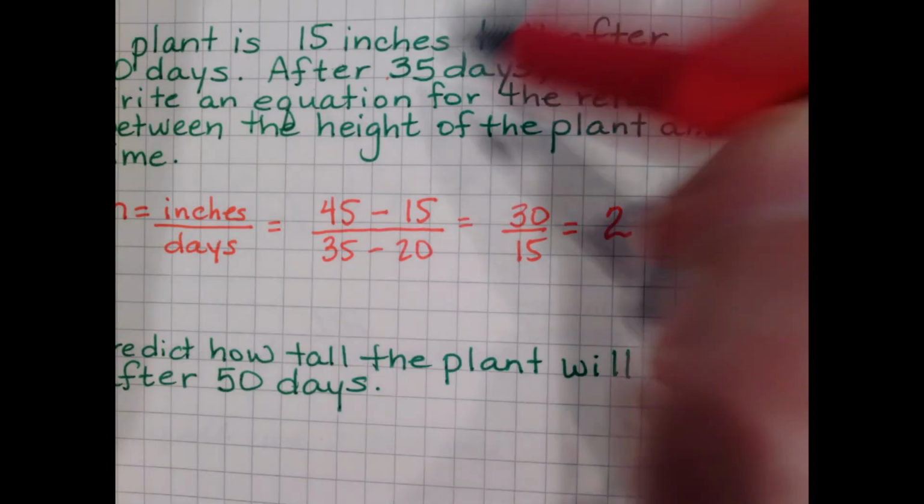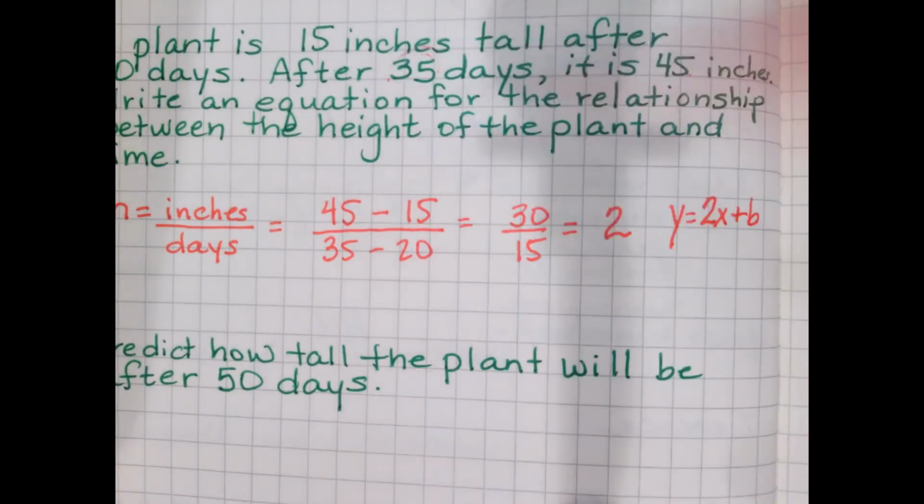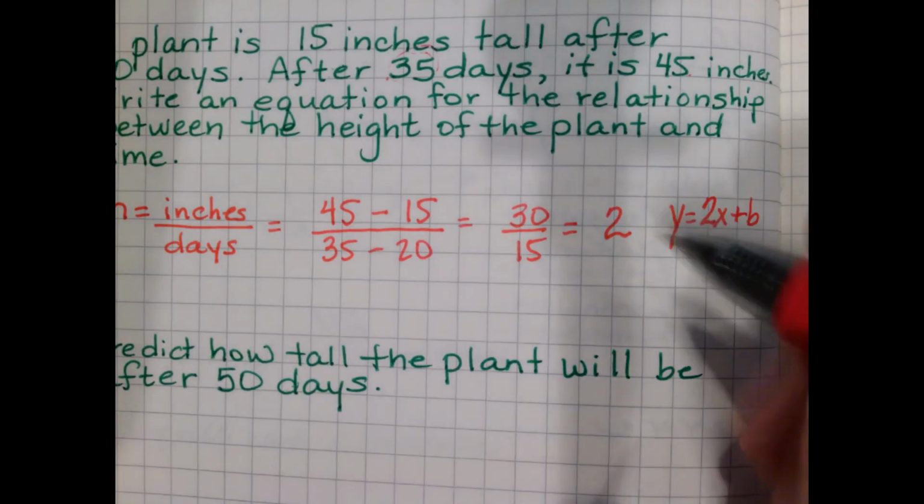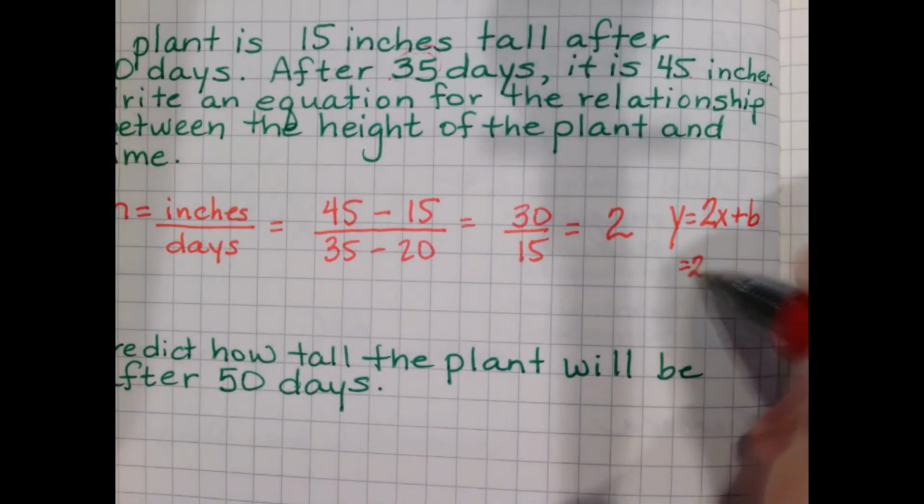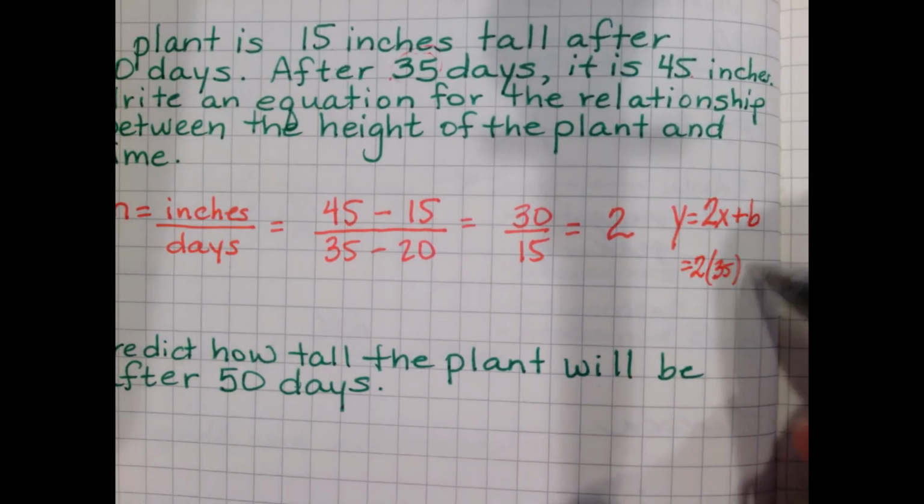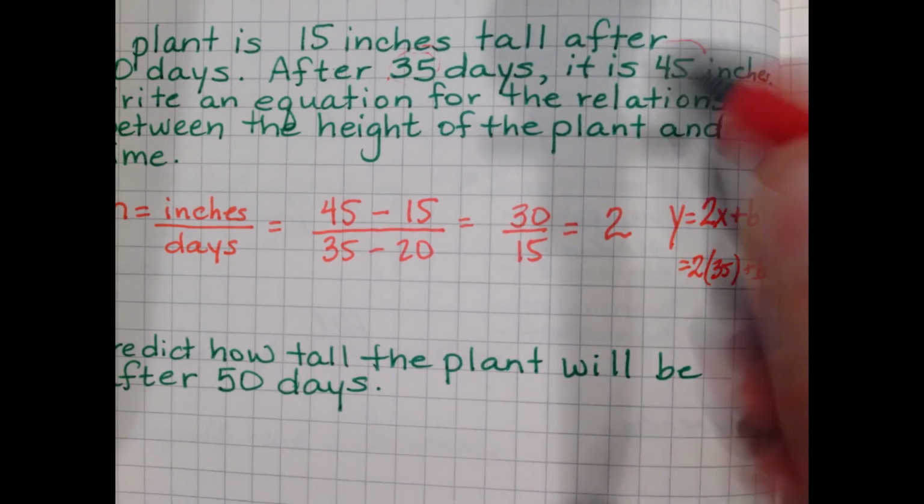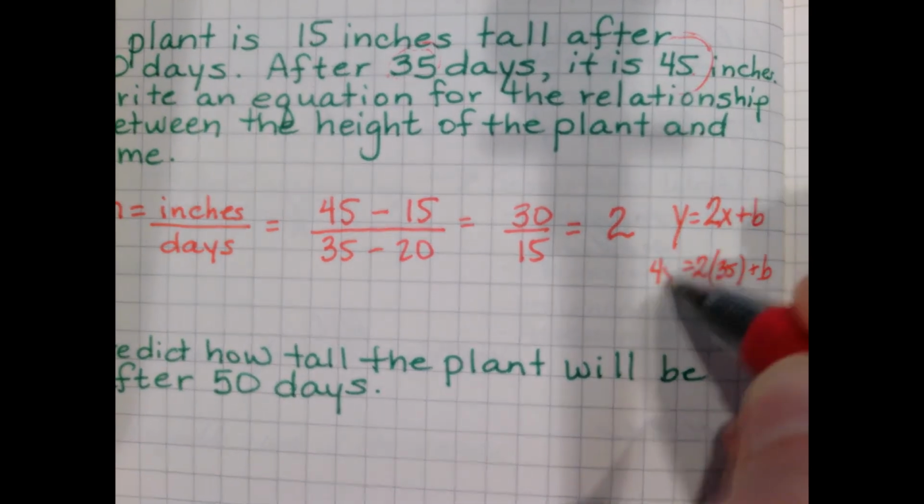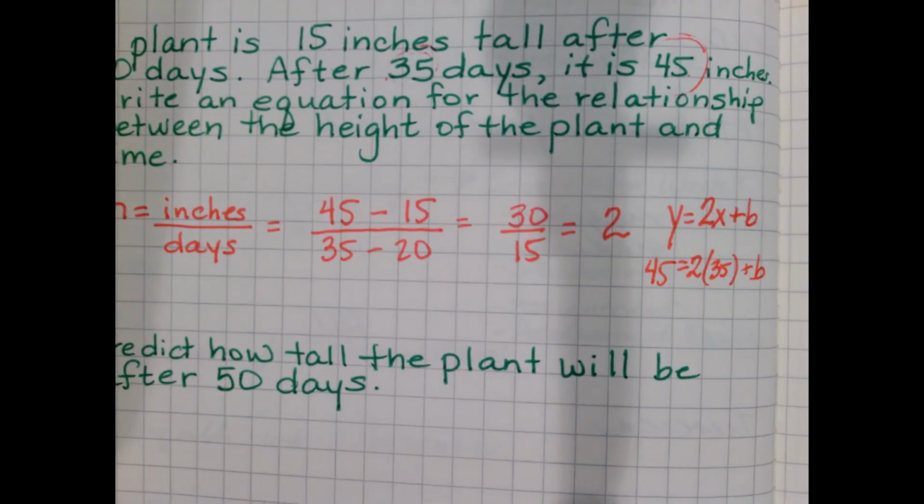I'm going to use one of the values. I've got 35 days. That's x. So I'm going to put in 35 for x. And I'm going to put in 45 inches for y. This is going to help me to solve for b.